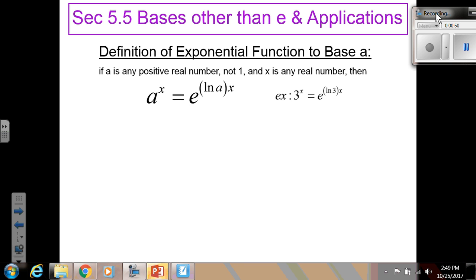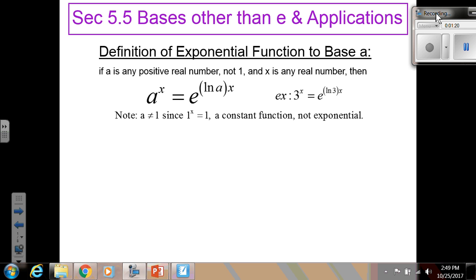Keep in mind, remember we talked about those power rules last lesson. If I have two things in the power that are multiplied together, it's the same as having that second thing as another power. So if I have, for example, e to the ln of 3 times x, it's like that x is a power on the 3. So when the e and the ln cancel, you're left with just 3 to the x.